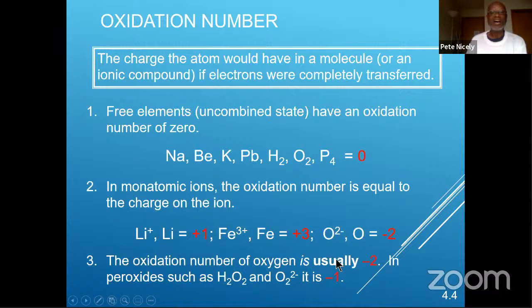Now, this rule is specific to oxygen. And what this rule says is that the oxidation number of oxygen is usually -2. However, there are some certain exceptions, right? In peroxides, such as hydrogen peroxide or the peroxide ion, or any compound that contains a peroxide ion, then the oxidation number is -1, all right?